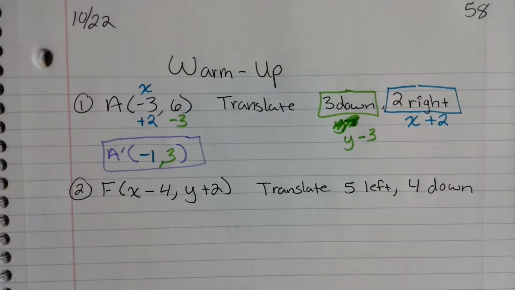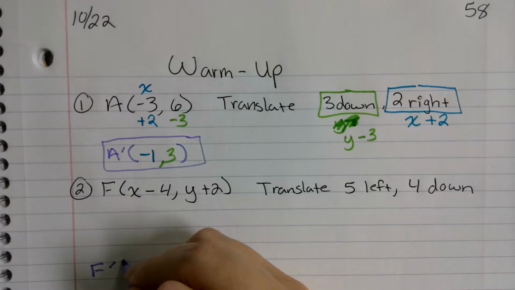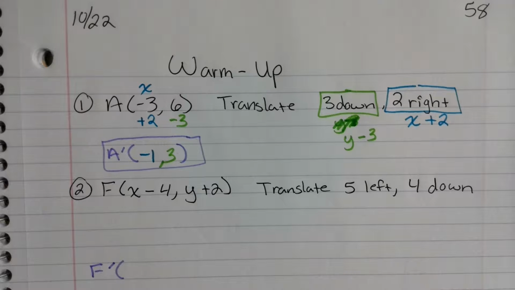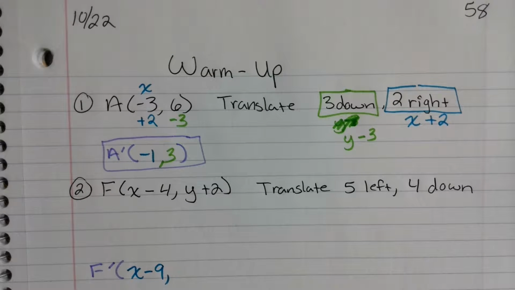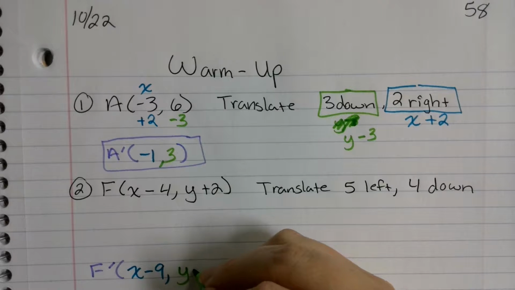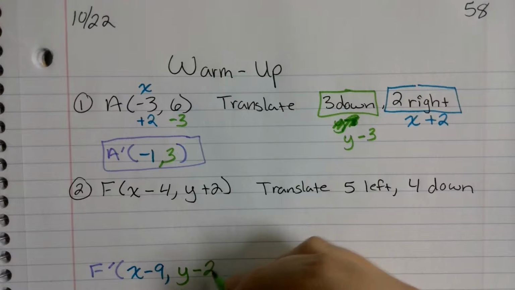All right, for F, if F is at x -4, y +2, and we translate 5 units to the left and 4 units down, where's the new position of F going to be? Alicia. Very good. We're going to be at x -9, and then we're going to be at y minus what? Not 4. 2. y -2.